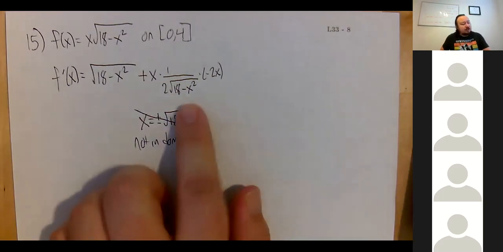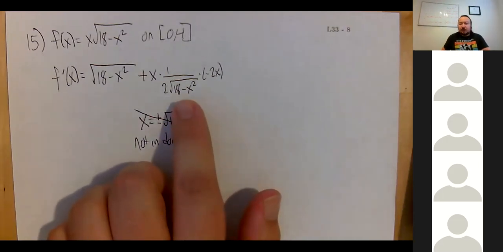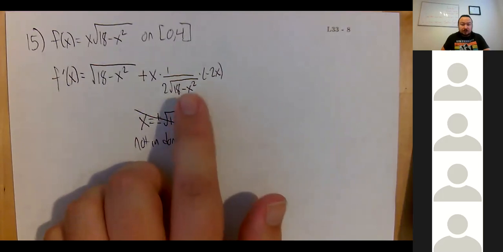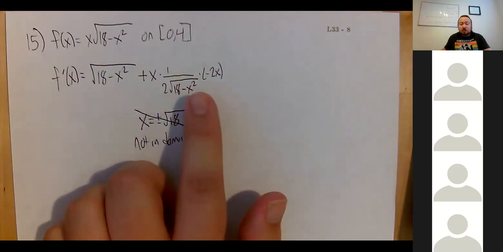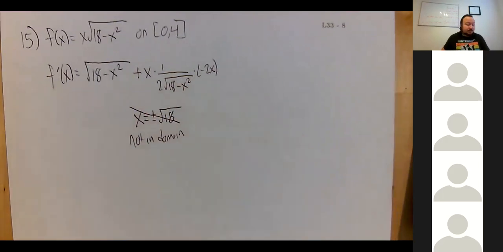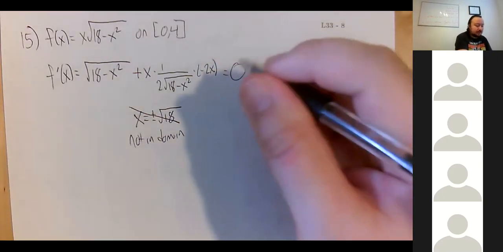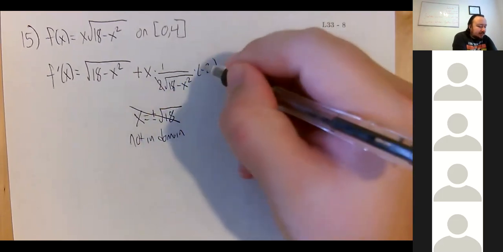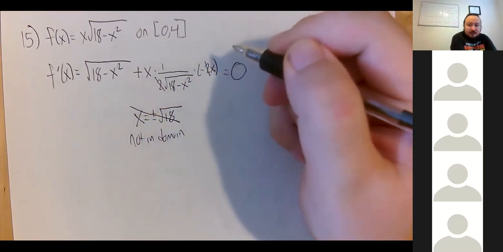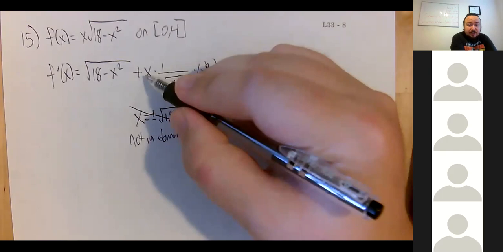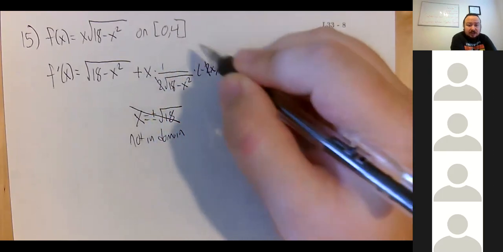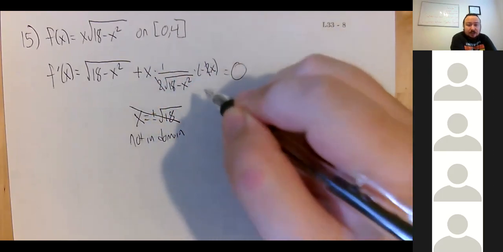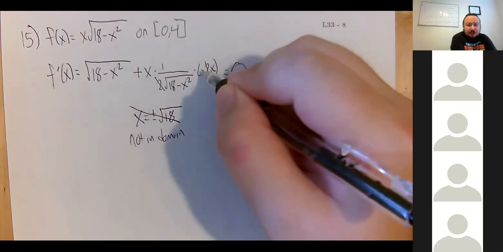All right, so those seem to be the only places where our derivative is undefined. So let's see where our derivative could be 0. We'll set this equal to 0 now. All right, I see that I can cancel these 2's on the top and bottom here. And these x's will combine to be an x squared. And then finally, we see a negative here, right?